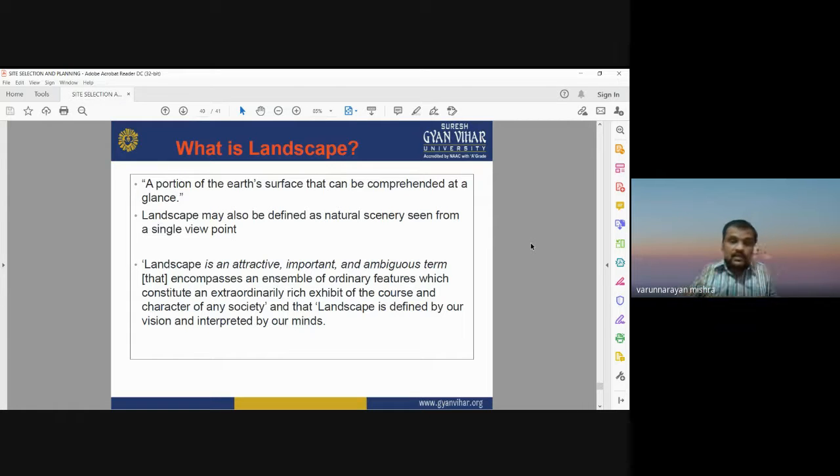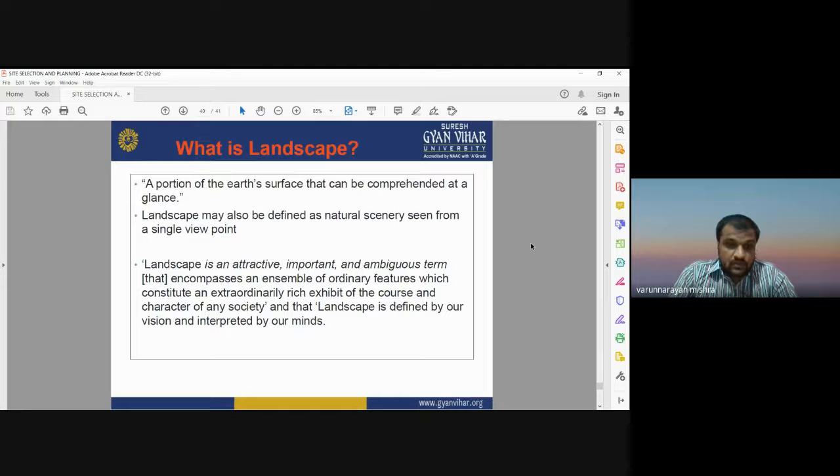Landscape is an ensemble, you can say a combined feature showing different land use, land cover of this study area. Landscape is a mosaic of different kinds of land use, land cover features that will help you to see the natural scenery that may be seen from a single point of view, and it will also help you to define the vision and interpretation by your mind.